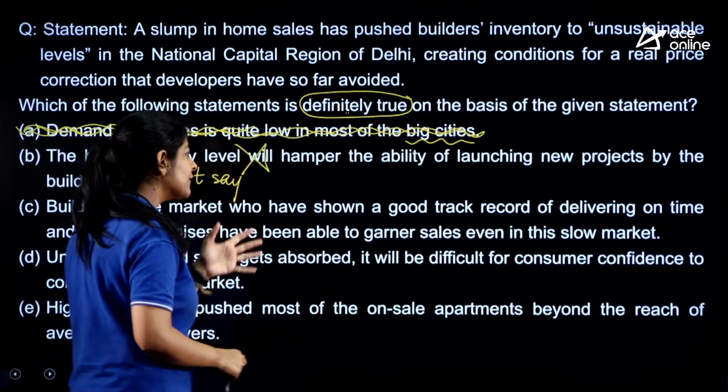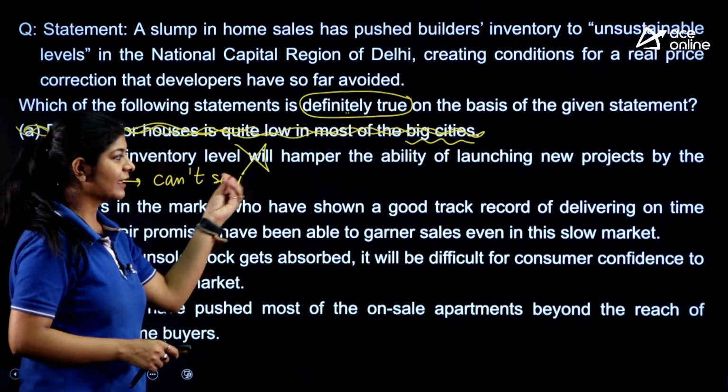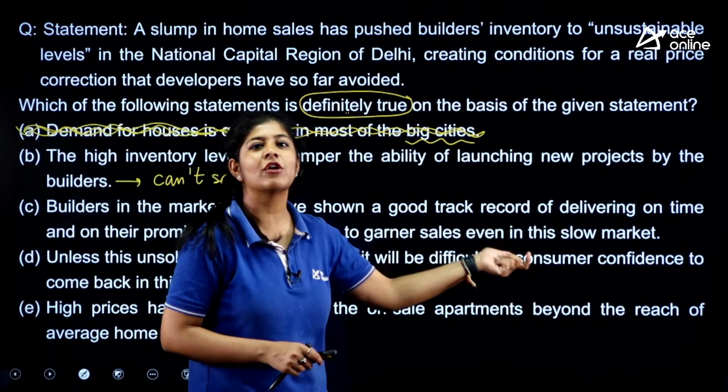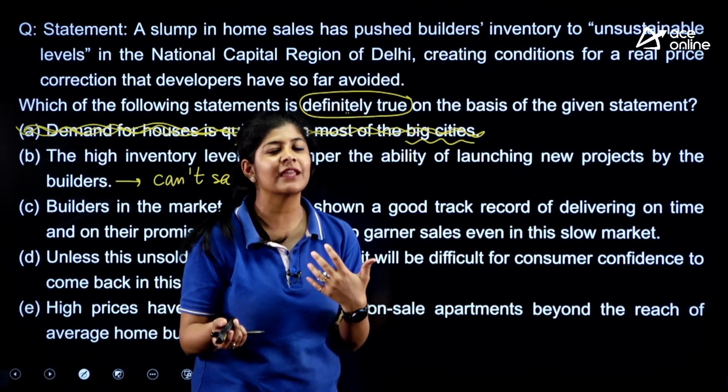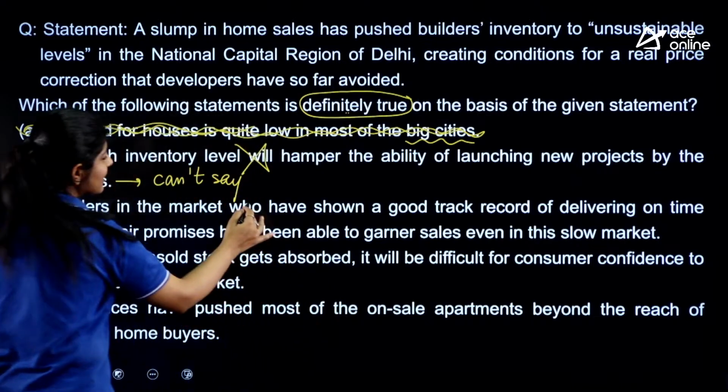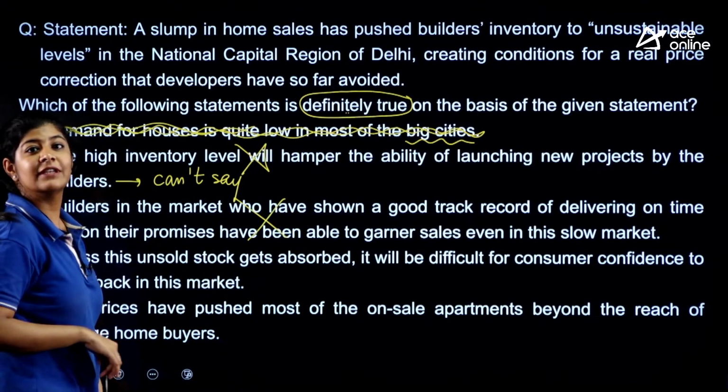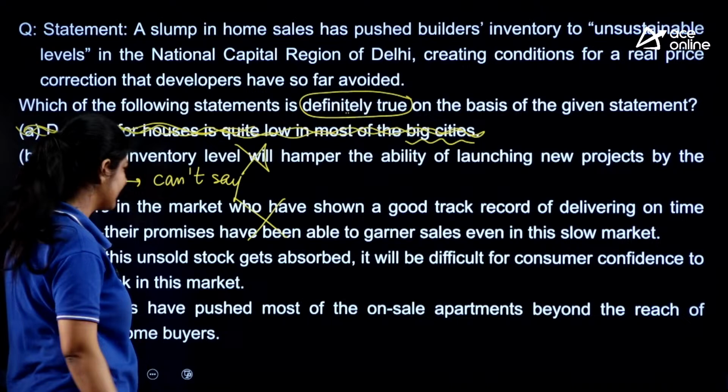Is there any specific term given in the statement that there's a good track of a few builders who are maintaining their promises and all? No. So this is also completely irrelevant. That means this option is also eliminated.